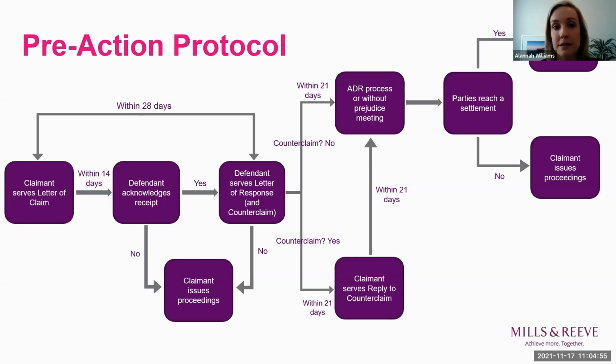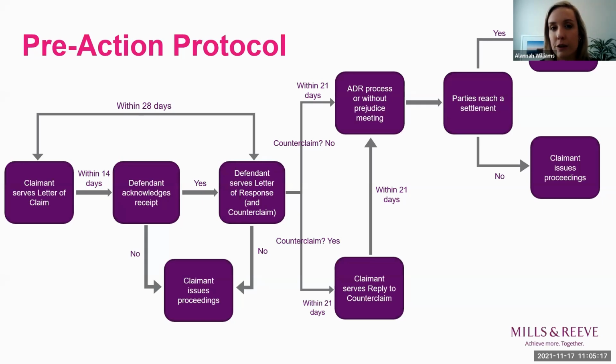You'll see that the first step for the defendant is triggered by receipt of a letter of claim. At that point, the defendant is required to acknowledge receipt of the letter within 14 calendar days. This is usually just done by sending a short email. If the defendant doesn't acknowledge receipt within that 14-day time frame, the claimant is free to issue proceedings at that point without any further compliance with the protocol.